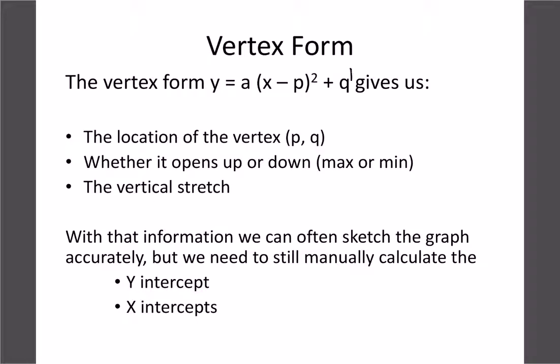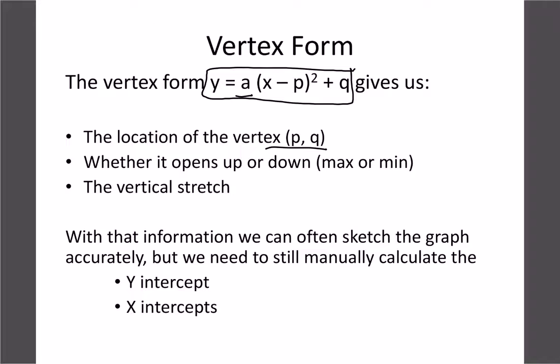So remember our P and Q. In our formula, our P and Q is where our vertex is. We know the vertex. The A value tells us whether it opens up or down, which gives us a max or a min, and it tells us what the vertical stretch is. So that's all we know from the equation. In order to get x-intercepts, y-intercepts, things like that, we need to either manually calculate them or we would need to graph them. So let's try a quick example.